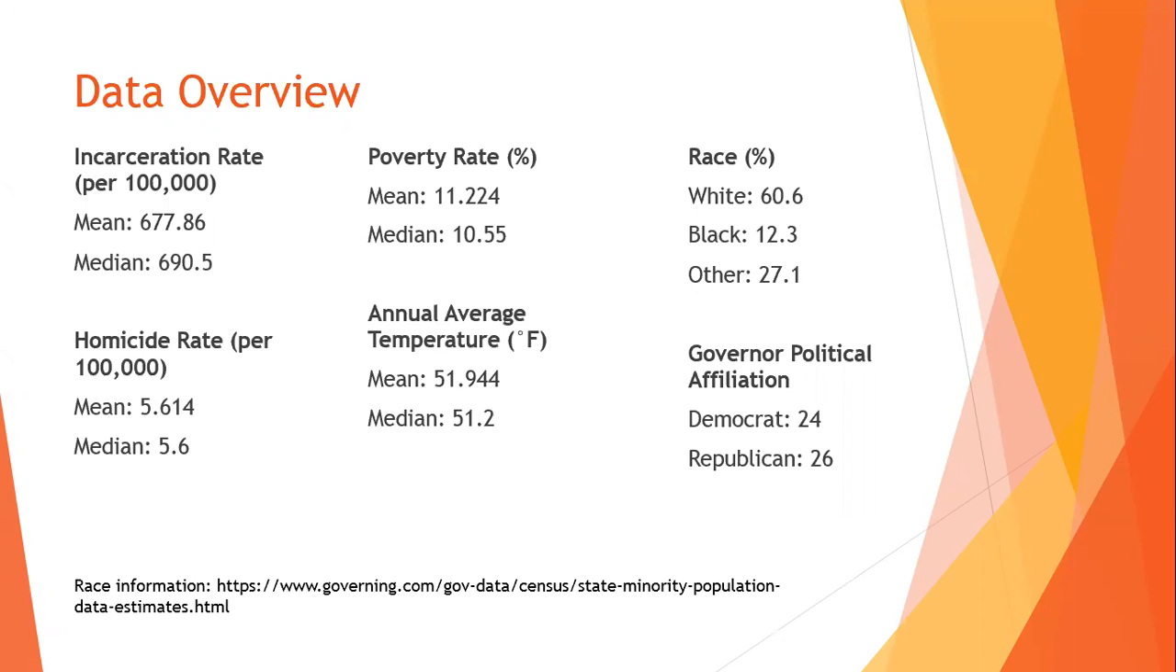The annual average temperatures had a mean of 51.944 degrees Fahrenheit, with a median of 51.2 degrees Fahrenheit. And the racial composition of the United States is 60.6% white, 12.3% Black, and 27.1% other minority. And there are 24 states with a Democratic governor and 26 states with a Republican governor.